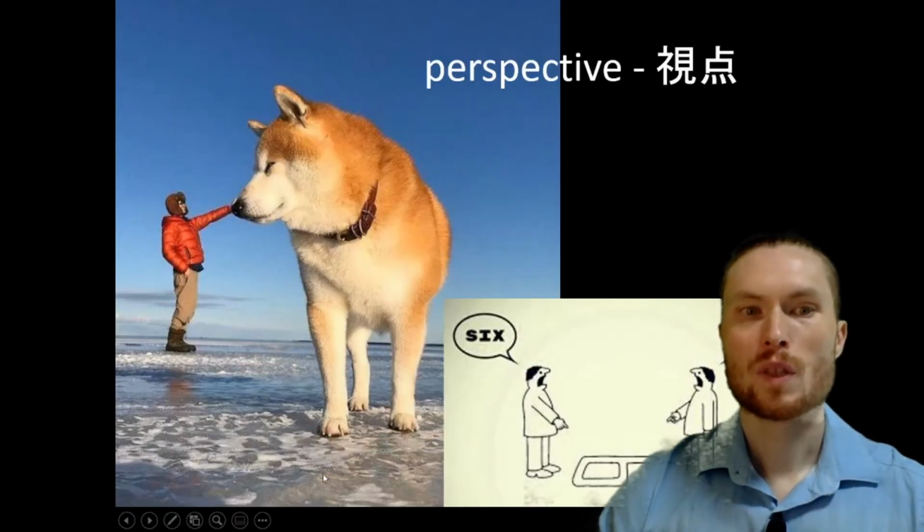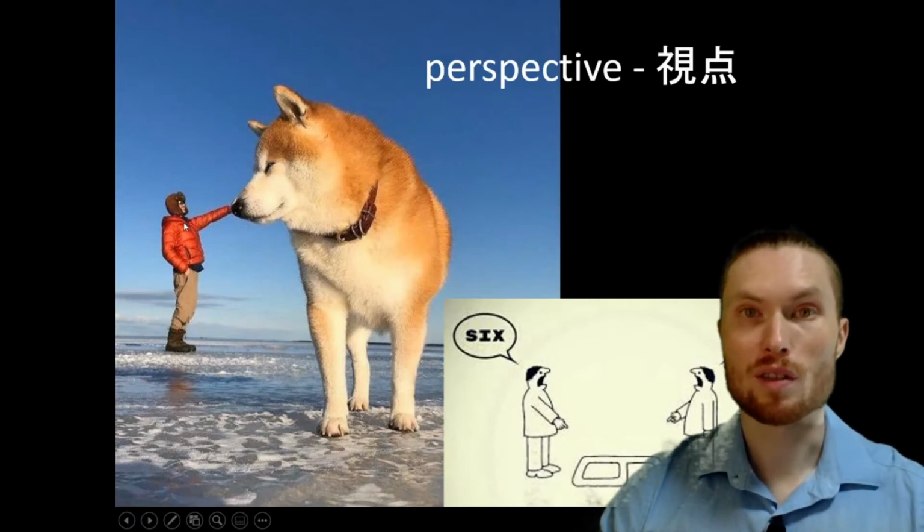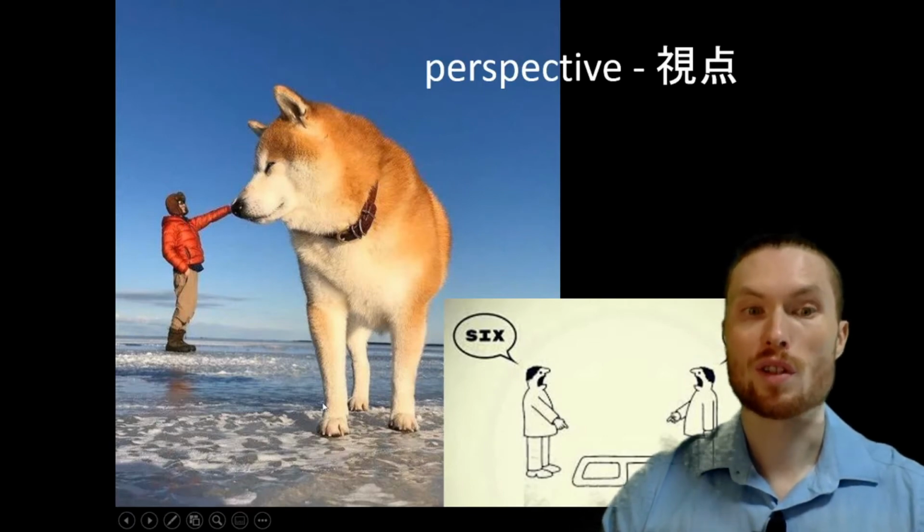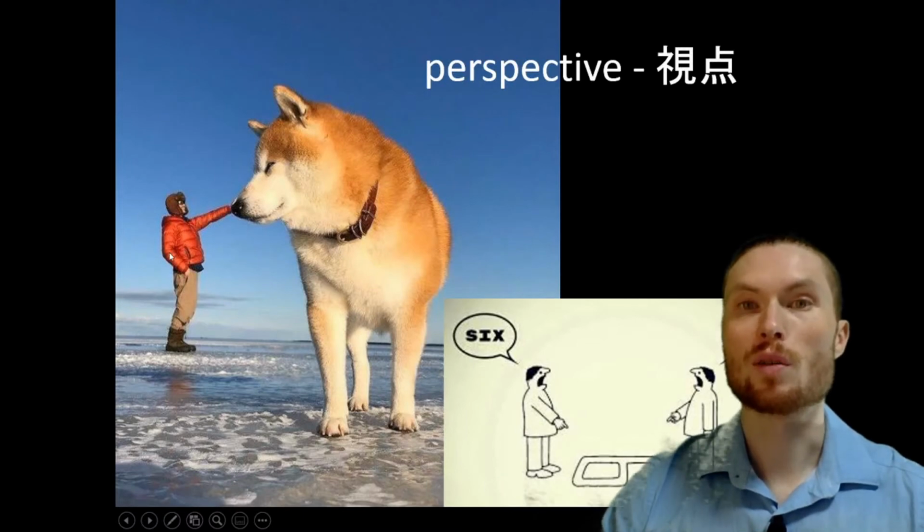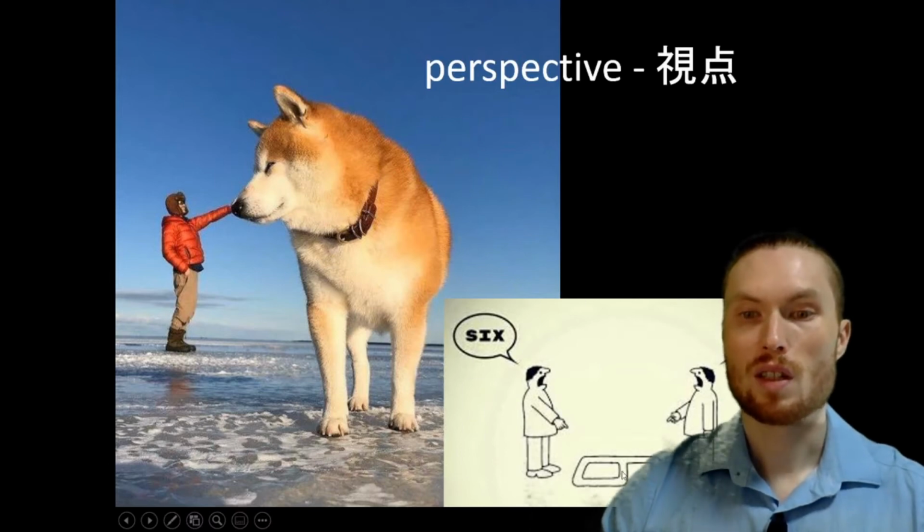Perspective. So of course this dog is not bigger than the person, but the dog is closer and the person is far away. So this creates an interesting picture because of the perspective. So same with this one. So these people have a different perspective of the number, so their opinion is different. This person sees a 6, this person sees a 9.